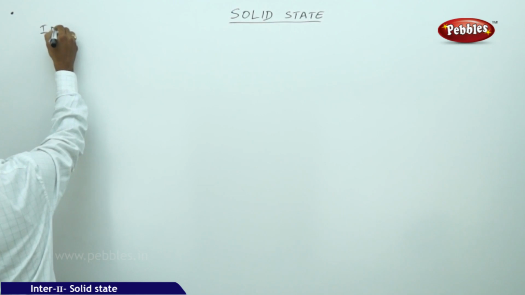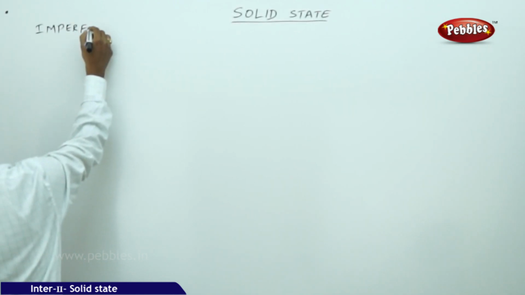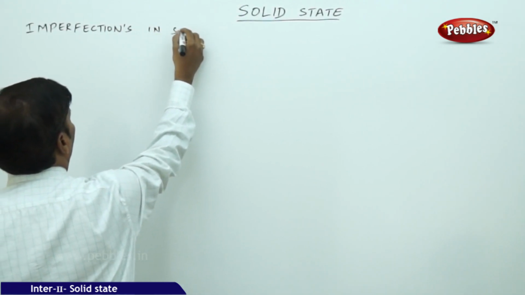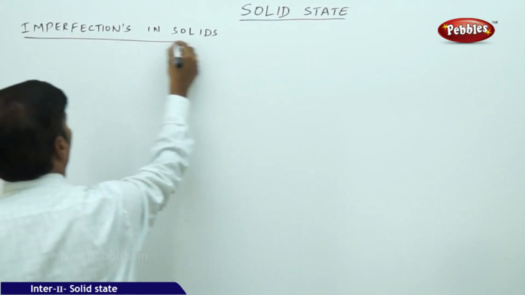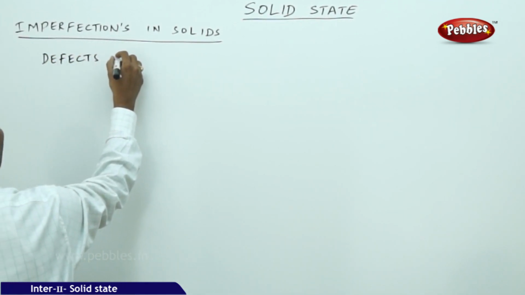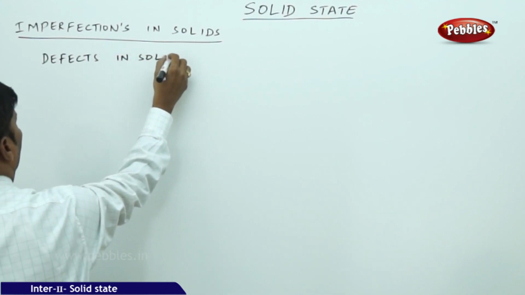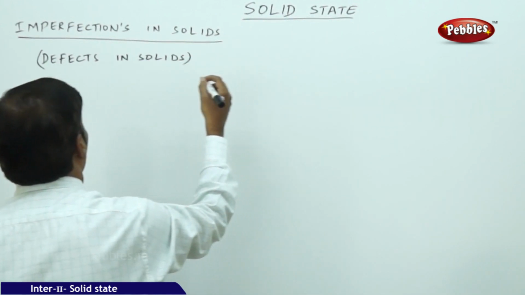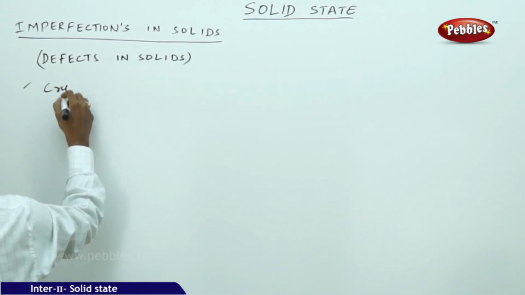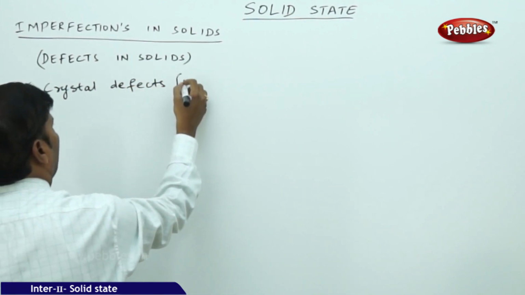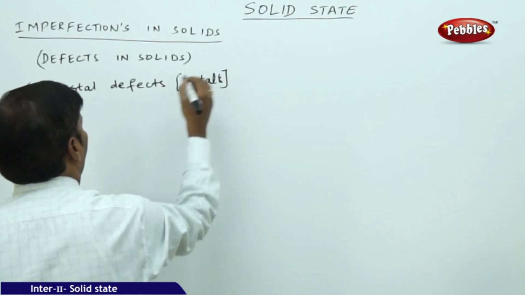So the next part of the discussion here is imperfections in solids, or simply we can put it in the form of defects in solids. So when you go for defects in solids, that is crystal defects, we can also call them crystal defects, particularly properties associated mainly with the metals.